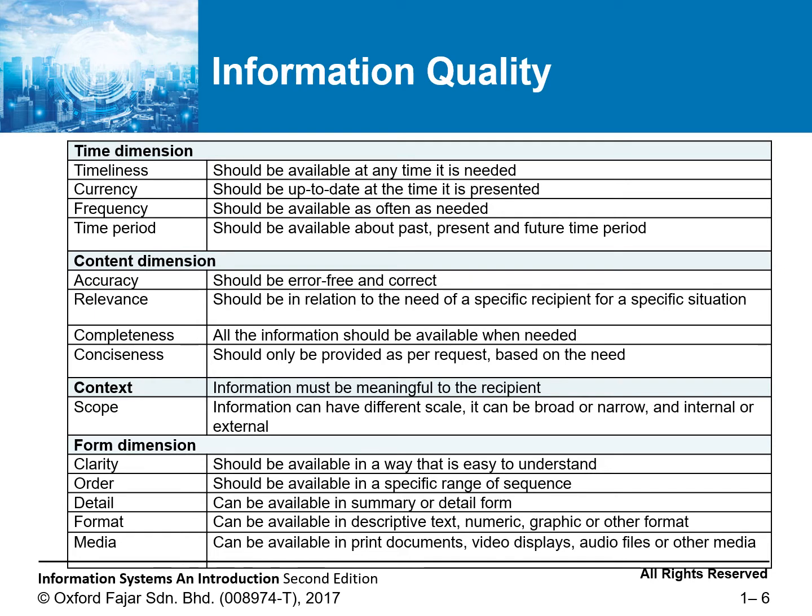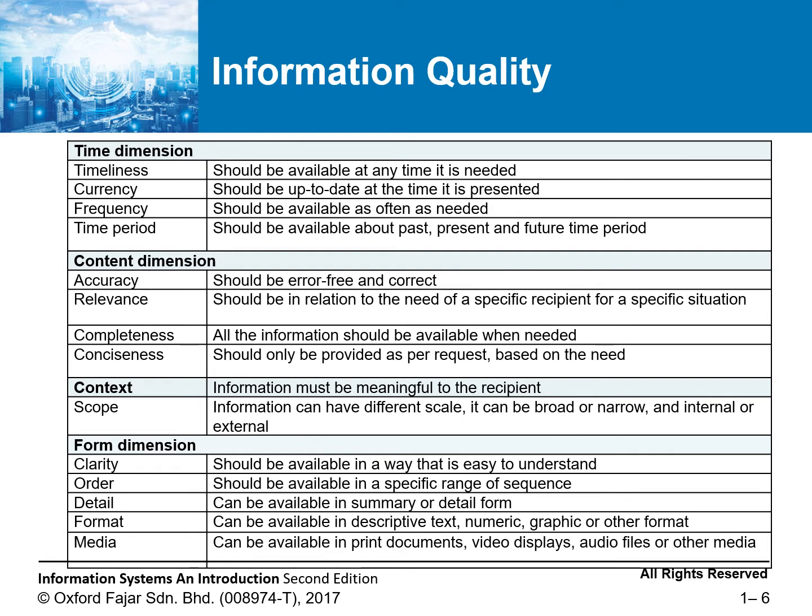The second dimension is the content dimension. For this content dimension we also have attributes to assess the quality of information. The first one is accuracy, which is more on the error. Then relevance: it should relate to the needs of a specific recipient for a specific situation. Completeness: the information should be available when needed. And conciseness: it should only be provided as per request or based on the need.